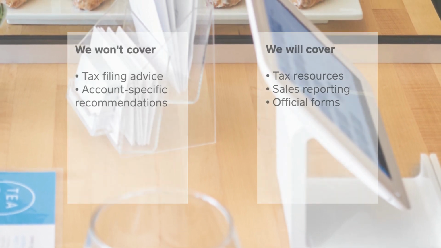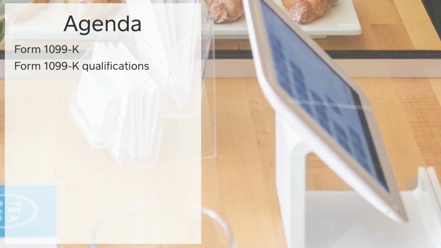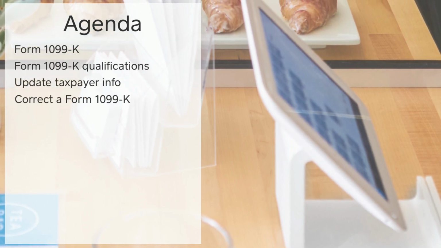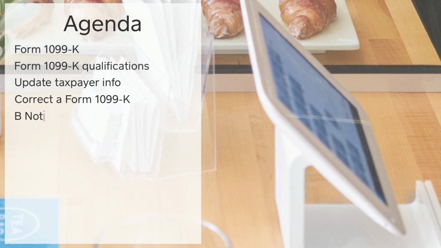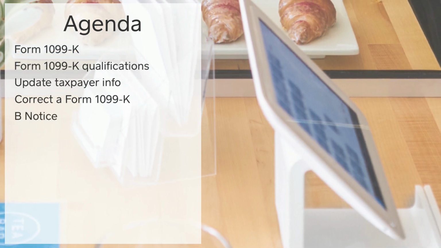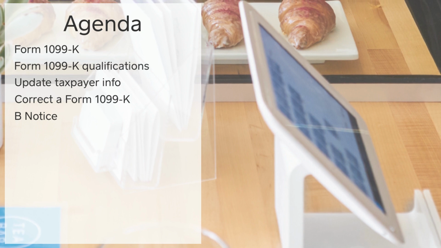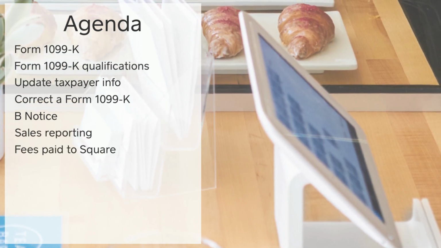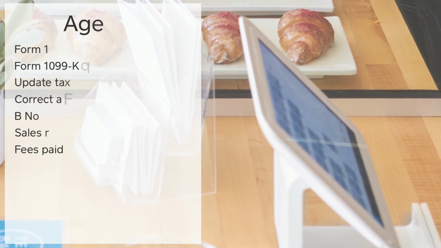Here's a quick preview of our agenda. First, we'll give a brief overview of the Form 1099-K and how to qualify for one. Then we'll talk about how to update your taxpayer information and how to correct a Form 1099-K. After that, we'll talk about what it means if you received a B notice and what to do to correct it. Finally, in case you don't qualify for a 1099-K, we'll show you how to review your 2021 sales and fees. With that, let's jump right in.